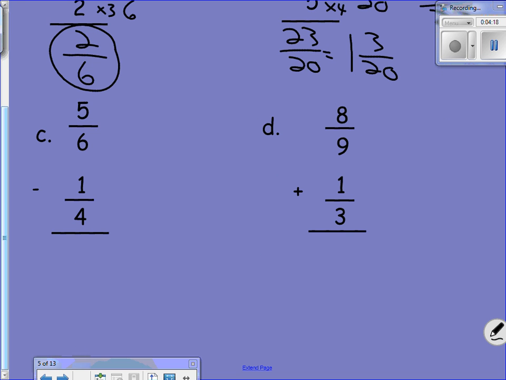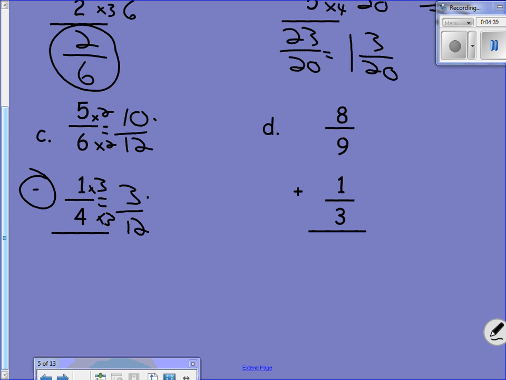Next page. 6 and 4, what do they both go into? They both go into 24, but guess what? They both go into 12. You could have done 24, that's not wrong. You'll just have more to reduce at the end. Times 2 gives me a 10. Times 3 gives me a 3. I'm subtracting. 10 minus 3 is 7/12.